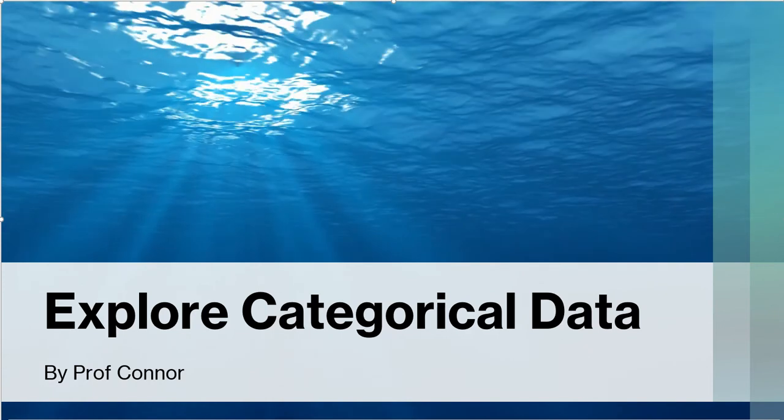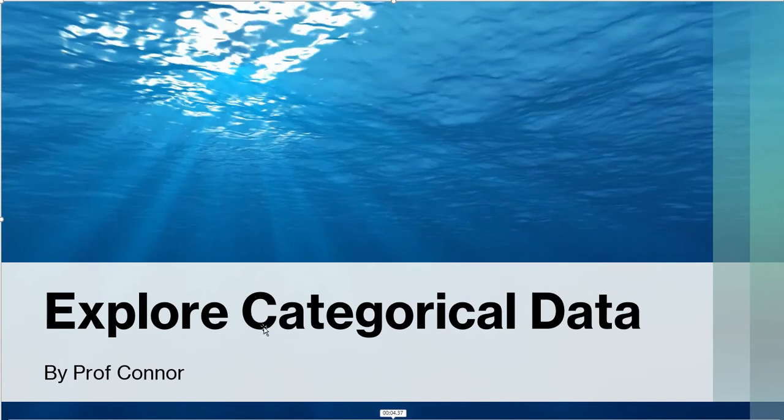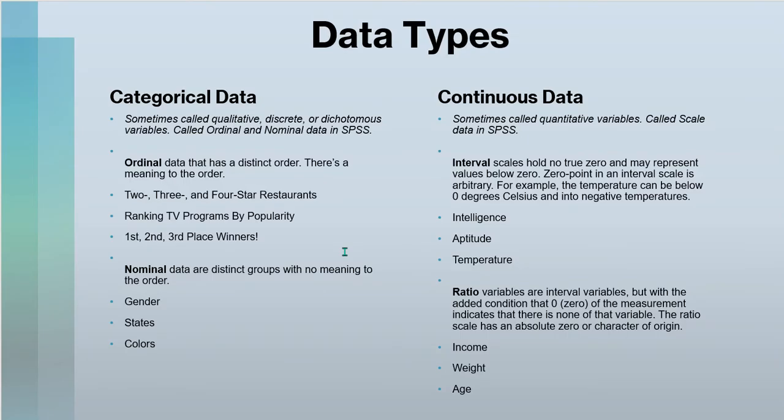Hi everyone, we're going to look at exploring categorical data in SPSS. So the first thing to note is the difference between categorical and continuous data. Categorical data is typically referred to as qualitative data. It can be called discrete, dichotomous. In SPSS, it designates categorical data as ordinal and nominal data.